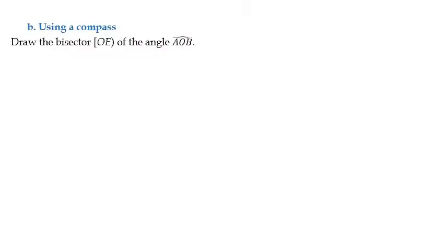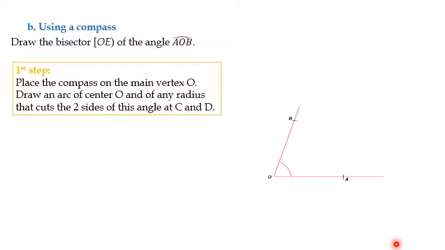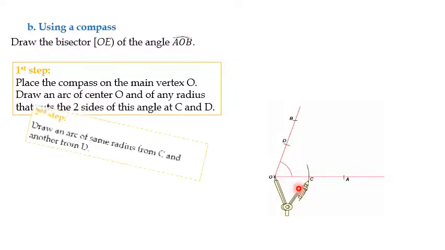Another way to draw a bisector is using a compass. Here, for example, AOB, I don't know its measure. I can use my compass. How? Place the compass on the vertex O, and then we draw an arc of center O and of any radius that cuts the sides of the angle. At this point I name it C, and the other arc drawn on OB, I will name it D. Keep in mind that the opening of the compass should not change.